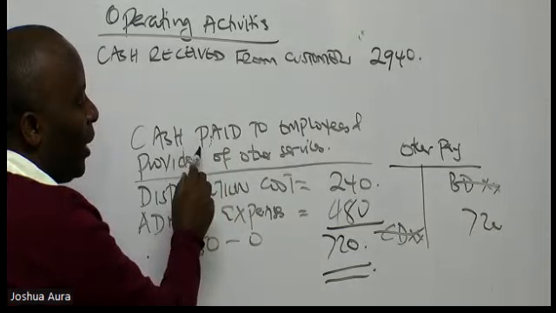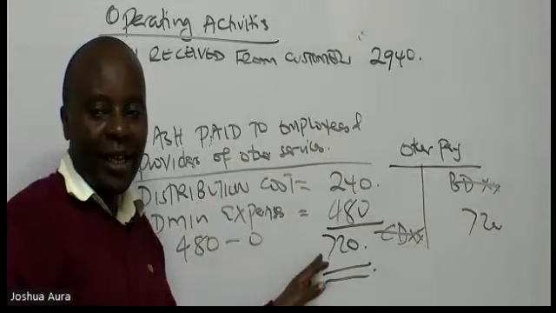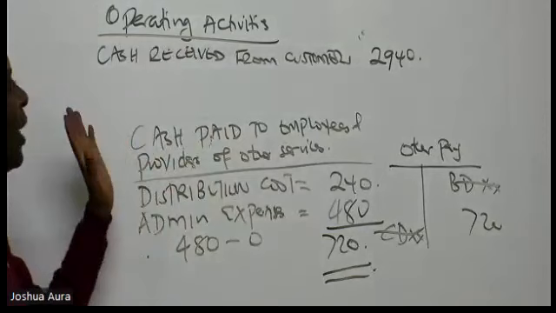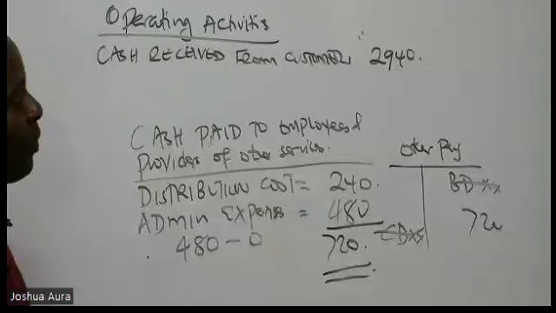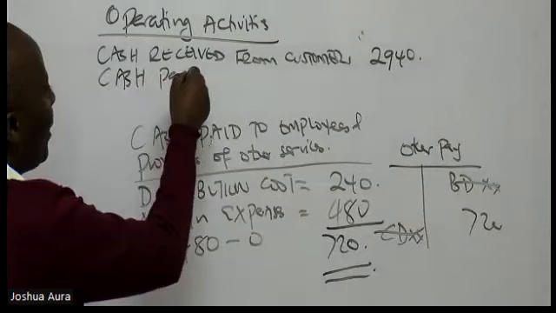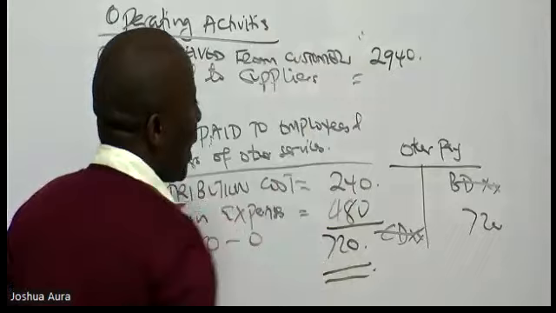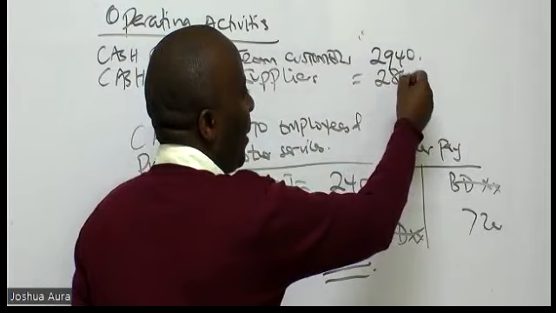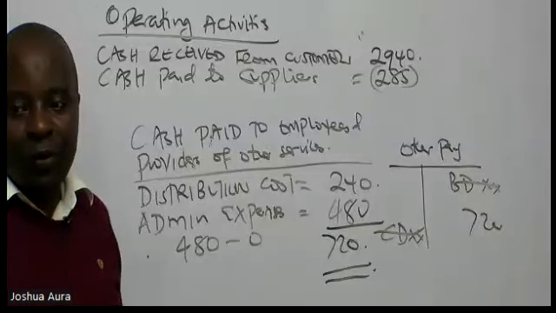Cash paid to employees and providers of other services is 720. And that is it. So please write a summary for us there. Mention operating activities. The first one is cash received from customers. And then we have cash paid to suppliers. So cash paid to suppliers, you guys had given me a figure of 285. Please remind me, was it 285? Yes. And then, of course, this is when we are subtracting.